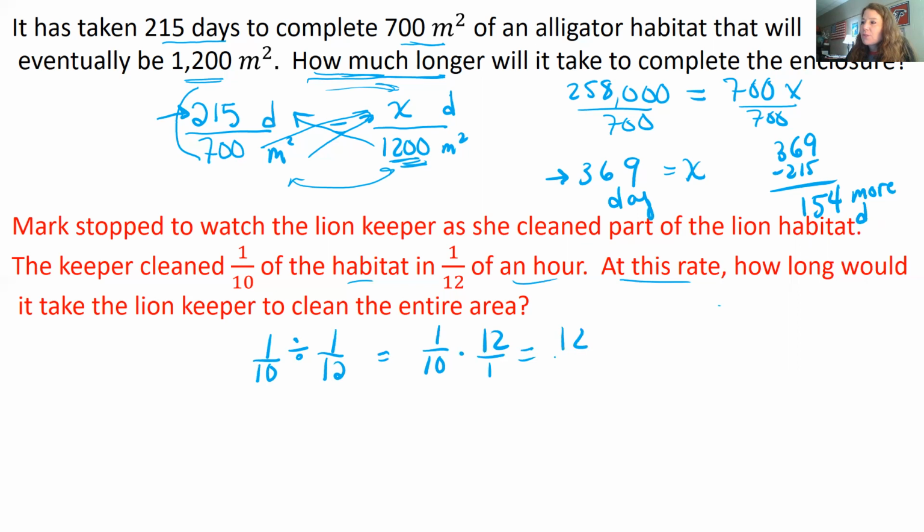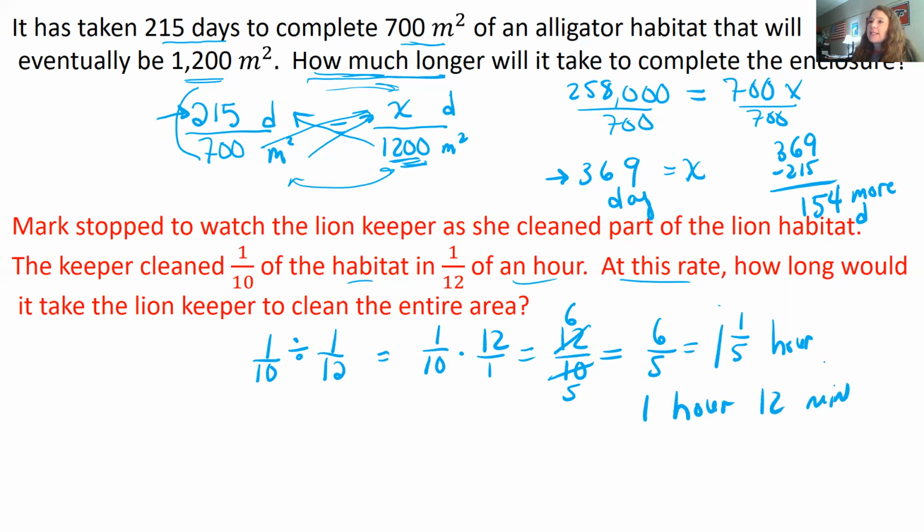So if we multiply straight across, we get 12/10. We can divide both of those by 2. So 6/5 or 1.2 hours. How much is 1/5 of an hour? I don't know, 1/5 of 60. So what is that? 20% of 60. So it would take 1 hour and 12 minutes. So that's how long it would take to clean the entire area, 1 hour and 12 minutes.